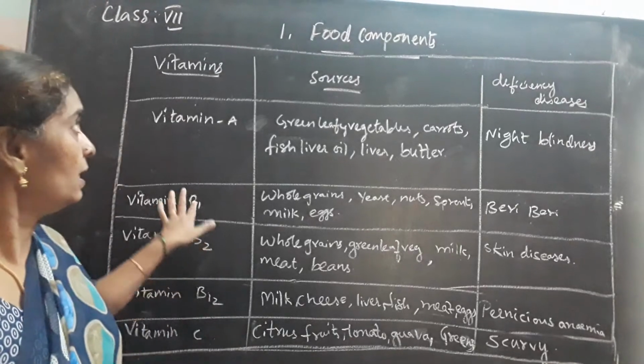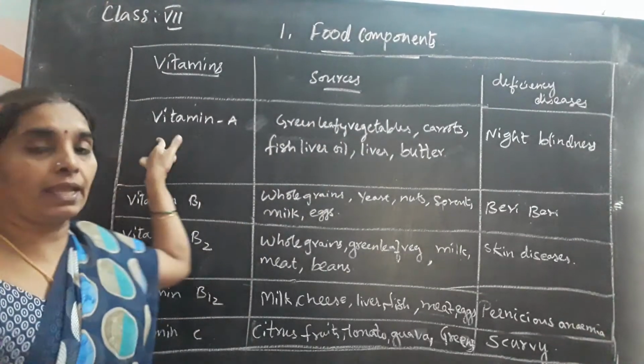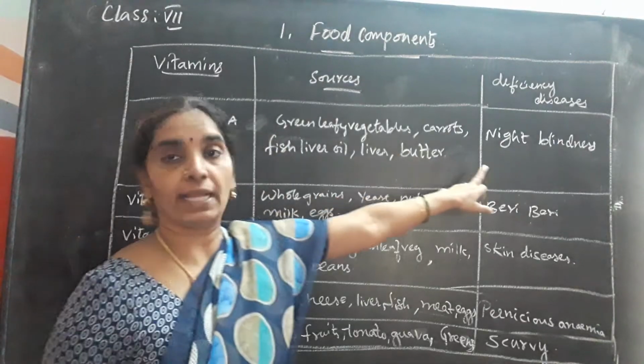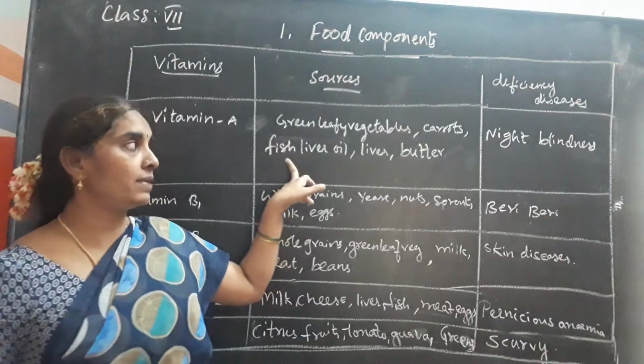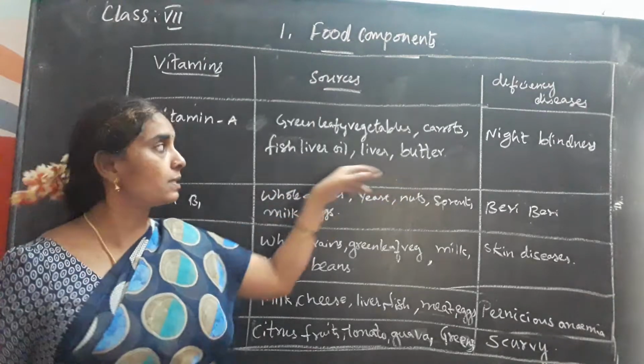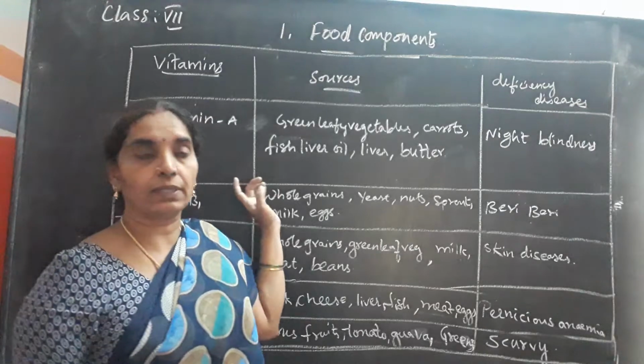See here, children, the vitamins, their sources and deficiency diseases. Vitamin A, as I told you, deficiency causes night blindness. The sources are mainly green leafy vegetables, carrots, fish liver oil, liver, and butter. Leafy vegetables also mainly supply vitamin A to our body.